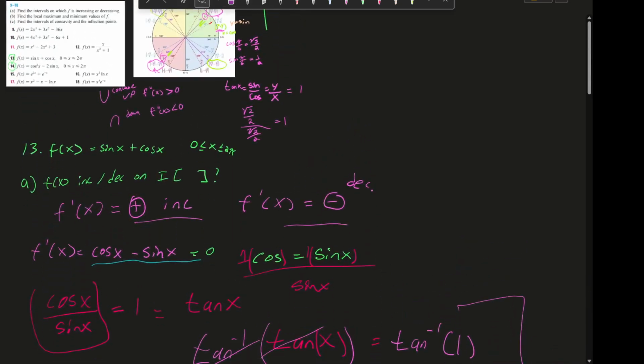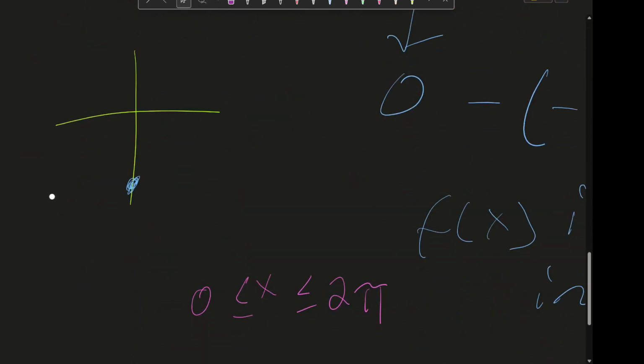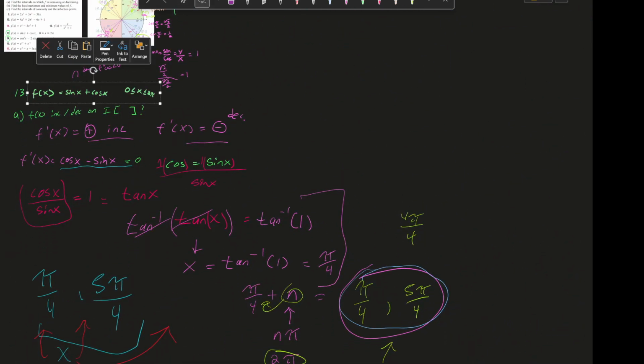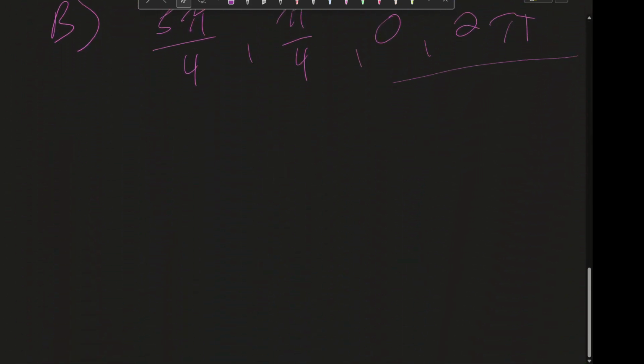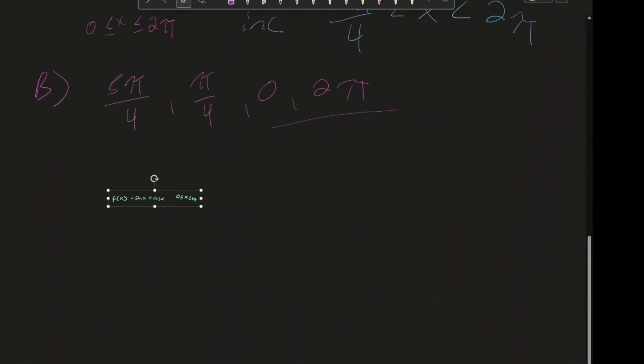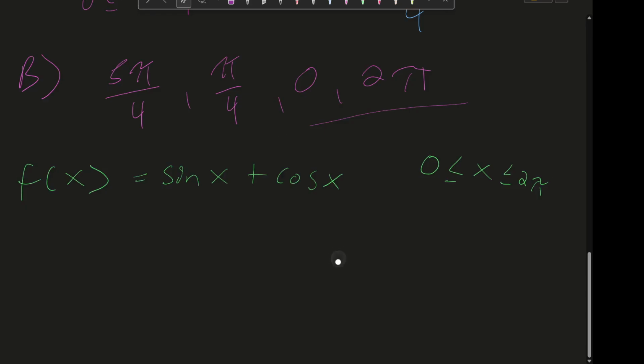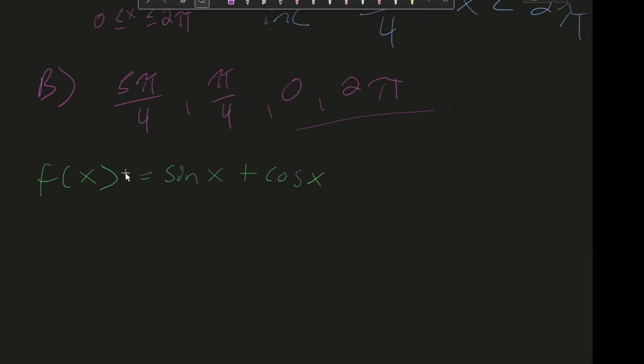You're going to want to plug that into your original function right here. f of x equals sine x plus cosine x. So let's go ahead and do that real quick. Okay, it'd be nice if it was a little bigger. Get rid of the interval. We have it written up there. So at 5 pi over 4, sine x plus cosine x.